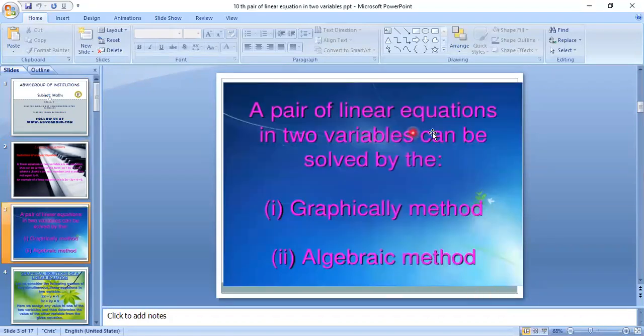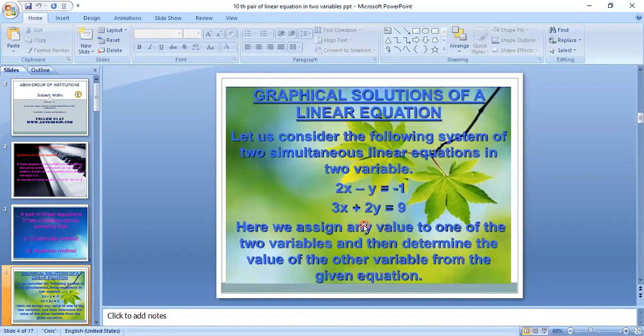A pair of linear equations in two variables can be solved by two methods. One is the graphical method, another one is the algebraic method. So, graphical solutions of linear equations. Let us consider the following system of two simultaneous linear equations in two variables: 2x minus y is equal to minus 1, 3x plus 2y is equal to 9. Here we assign any value to one of the two variables and then determine the value of the other variable from the given equation.